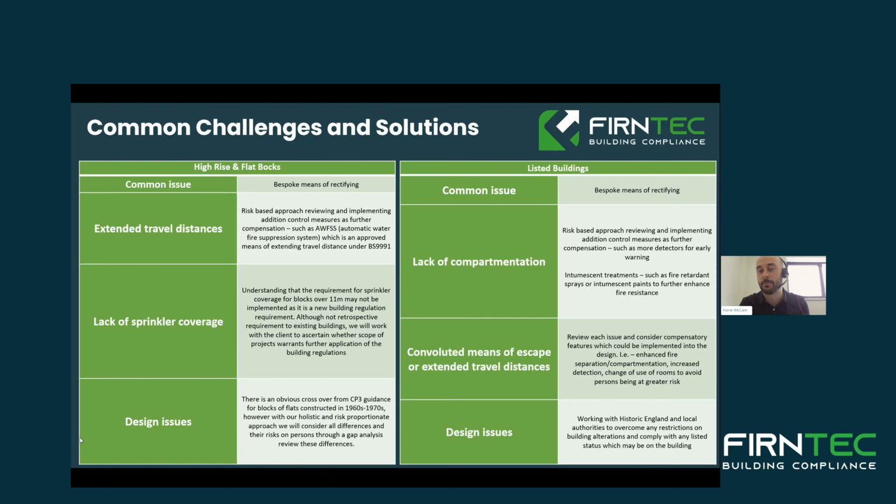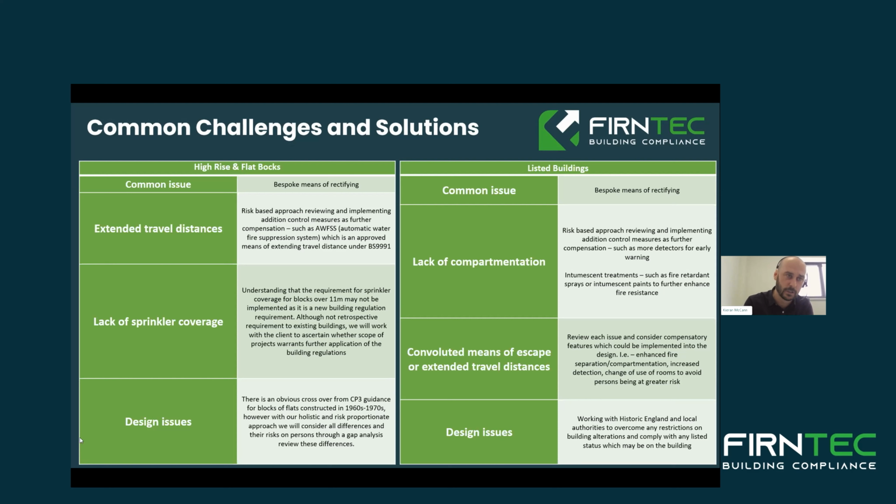But for this one, we put in a risk-based approach, reviewing the implementation of additional control measures as further compensation, such as more detectors and early warning, and then treatments such as fire retardant sprays and paints to further enhance the fire resistance. We've also got convoluted means of escape or extended travel distance.